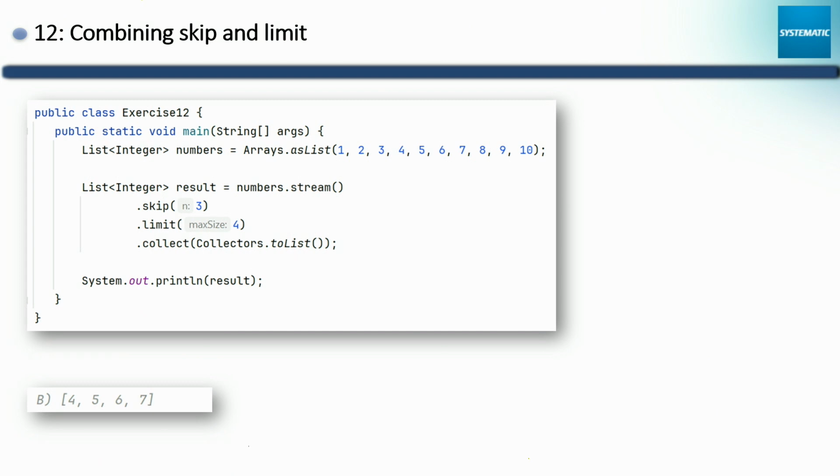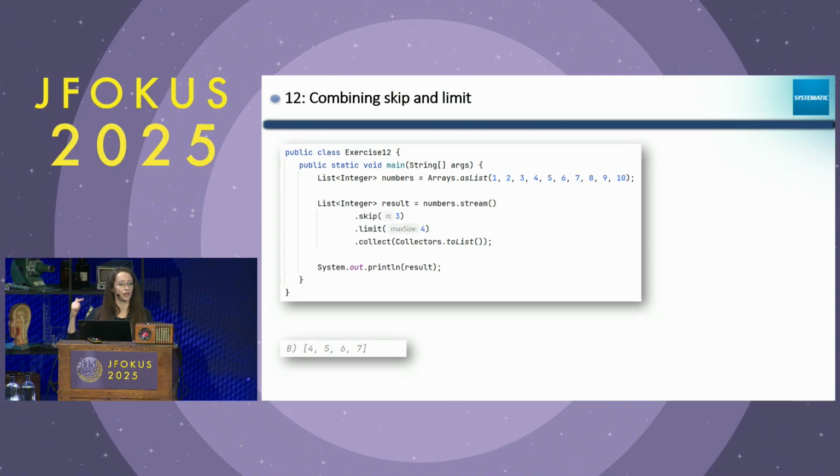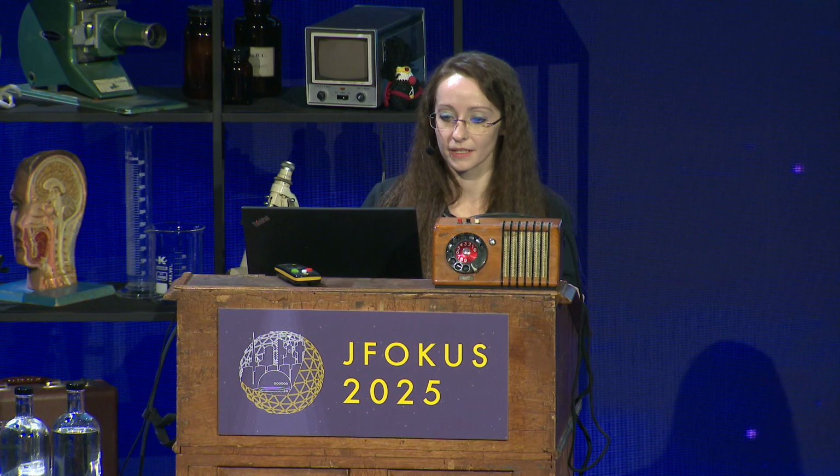Skip, with a parameter equal to 3, removes the first 3 elements, leaving us with that array from 4 to 10. We removed elements 1, 2, and 3. Afterwards, we came with limit with a parameter of 4, and this operation restricts the results to the next 4 elements. So we'll get 4, 5, 6, and 7. These are the first 4 elements. So this is why B was the correct answer, after applying both skip and limit to that stream.